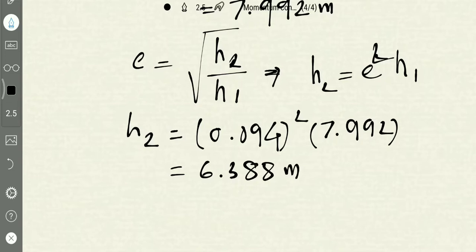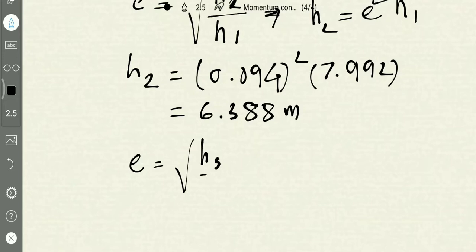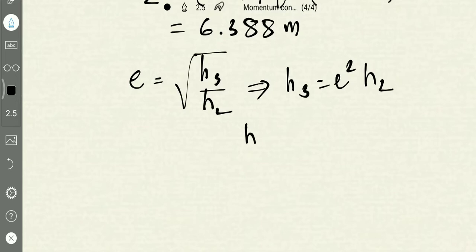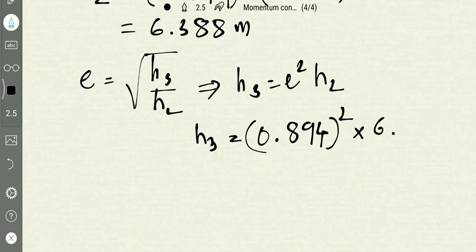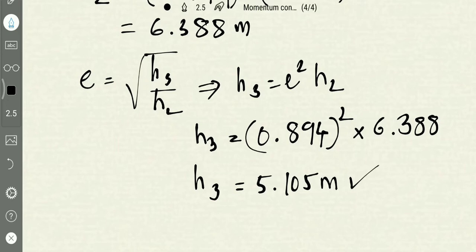And the next one is E is equal to under root H3 by H2. We get H3 as E square into H2. So H3 is equal to 0.894 square into H2, which is 6.388, and we get H3 as 5.105 meters. This is the third bounce, this is the second bounce, and the first one is 7.992 meters.